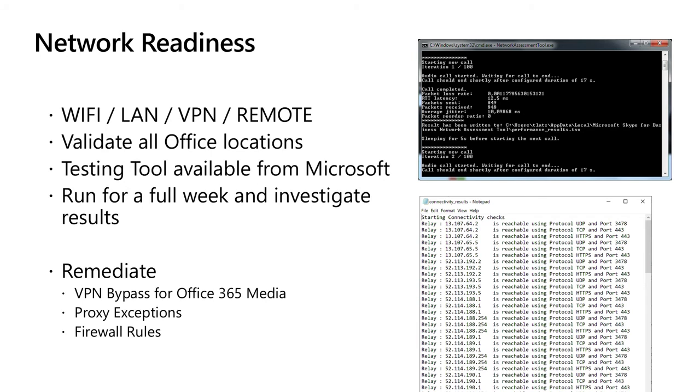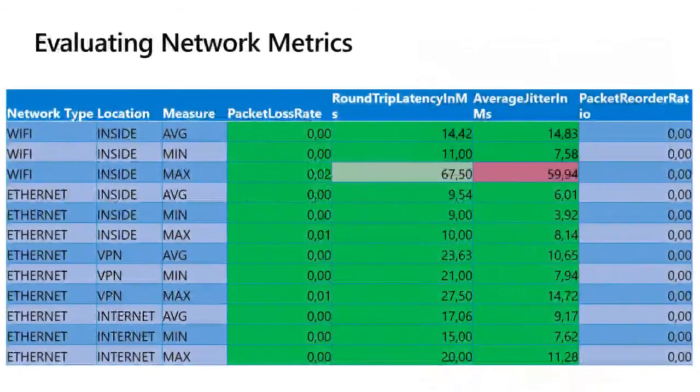So you can use this tool, and when you do those tests, it's not just running a test only once, right? You have to do this for a longer period of time. Essentially, it's best to do this for at least a week, and then collect the data. And what I did with a client of mine, I looked at Wi-Fi inside, Ethernet inside over the VPN, and then Ethernet over the internet, and I compared all of those values.